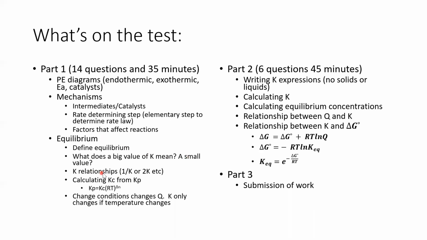Okay, this was a question that was brought up before class today. If you're given the K for a particular reaction and you reverse the reaction, the new K value would be the reciprocal of the original, because the reactants become the products and the products become the reactants. You essentially just flip it over. If you were to double the coefficients, you would square the K value.